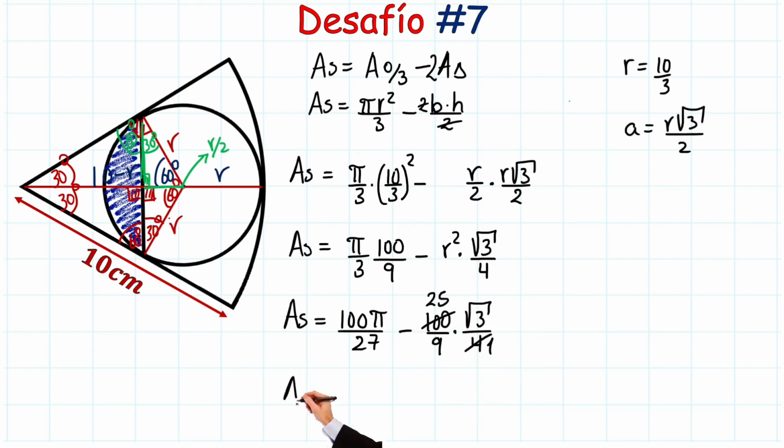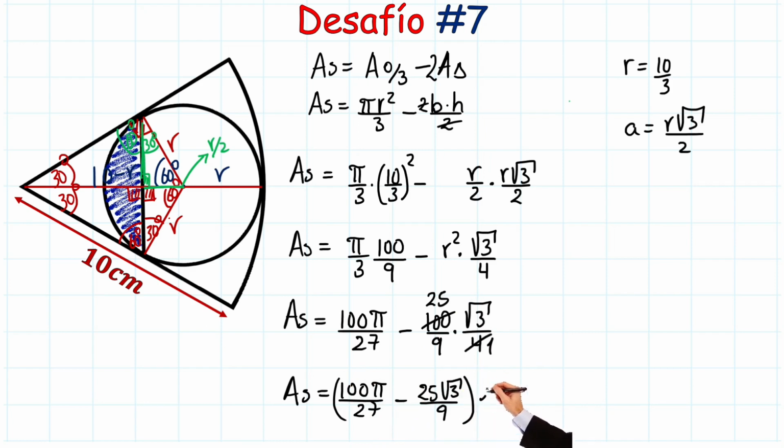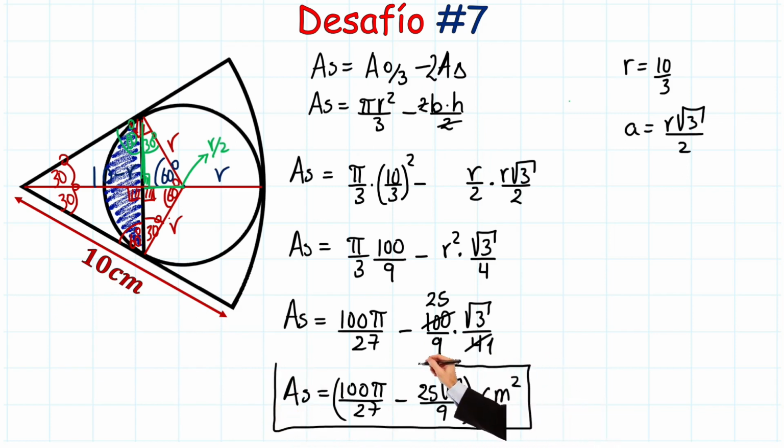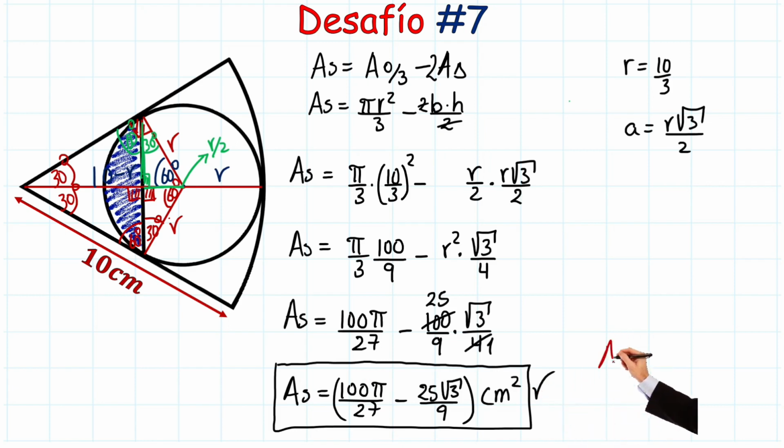Awesome. And ladies and gentlemen, the shaded area will be 100 pi over 27 minus 25 square root of 3 over 9. And all of this must be in square centimeters, because we were talking about centimeters, square centimeters. Phenomenal. We've already found the solution to our exercise. This one here is the exact solution, but I'll also leave you with the approximate solution. The shaded area is roughly 6.82 square centimeters.